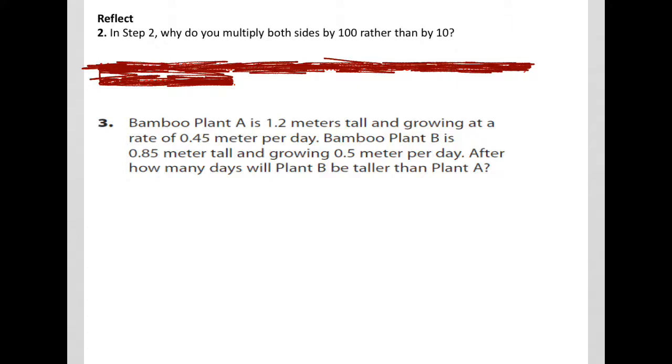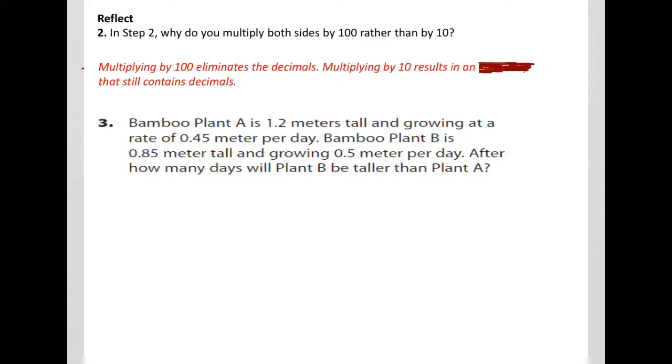Well, what I did is inadvertently put the answer, so I'm going to erase here and then see what the book says. Well, it says multiplying by 100 eliminates the decimals. Multiplying by 10 will result in an inequality that still contains decimals. And you can go back and see that.